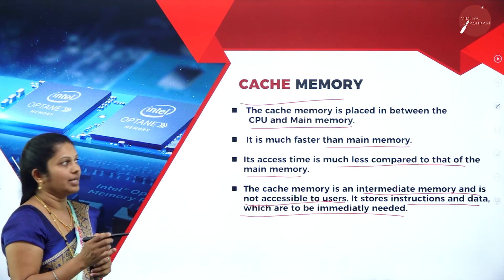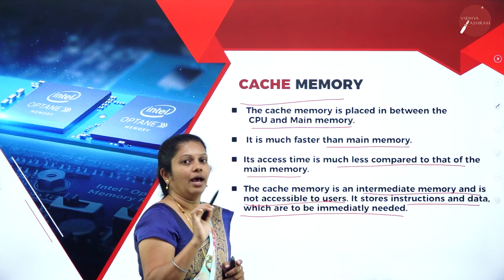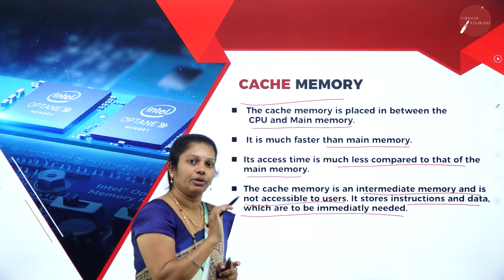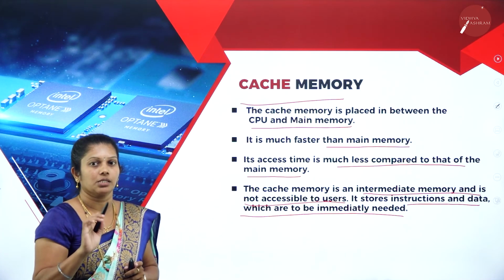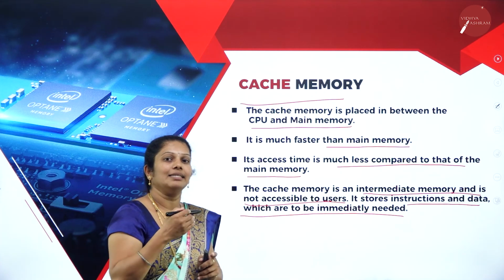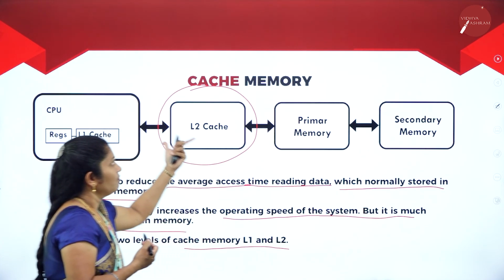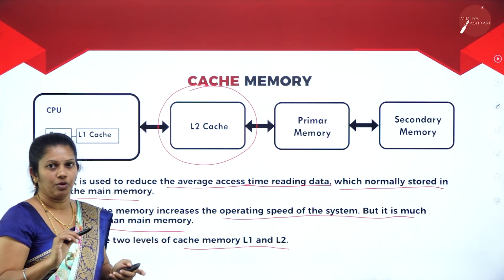Then cache memory is a high-speed memory placed between the CPU and main memory. Whatever data is in the cache memory cannot be accessed by the users; only the CPU can access it, and it stores the recent data which we access from the main memory. And this is a diagram to represent the cache memory.